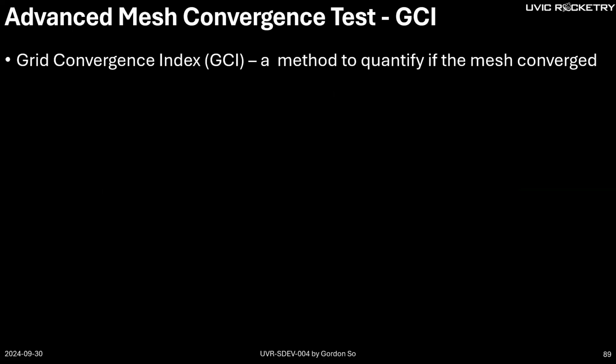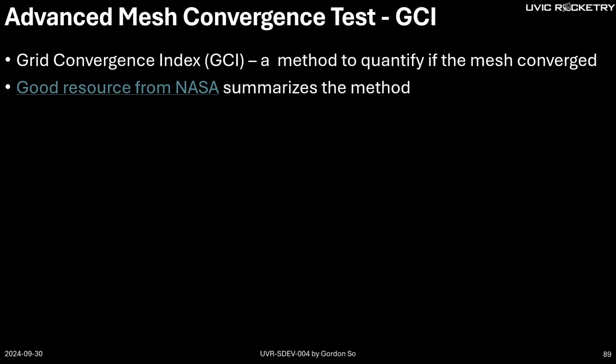And one thing that you can do to quantify if your mesh converges is using something called GCI, Grid Convergence Index. This is a method to have a numerical number to see if it's converged. It's developed by, I think, some specialists in fluid dynamics, and this resource has a good summary of what the method looks like.